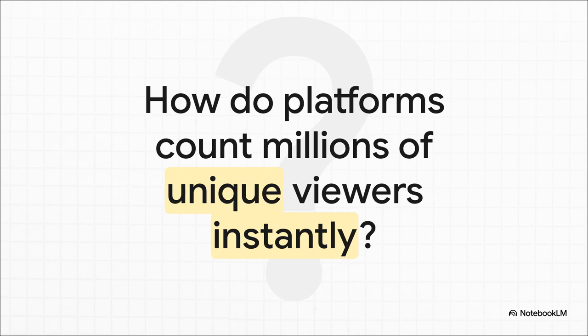Right, so that's the big question, isn't it? When a post just explodes, how does a platform know for sure that it's 500 million unique people seeing it, and not just, say, 100 million superfans watching it 5 times each? And how on earth does that number tick up in real time?